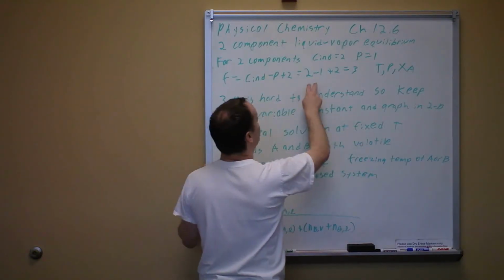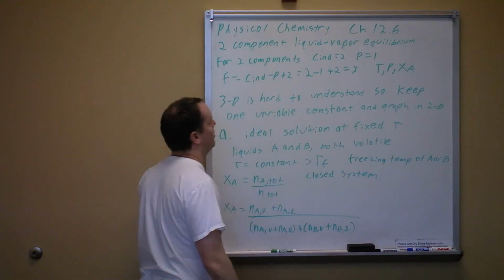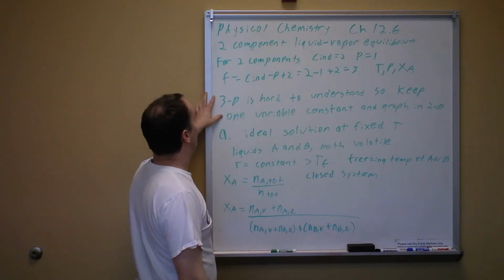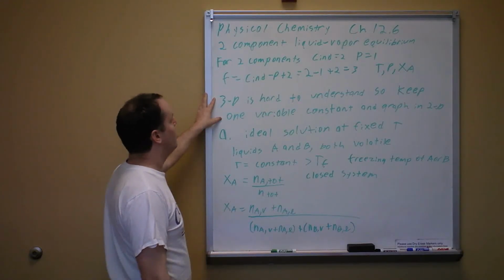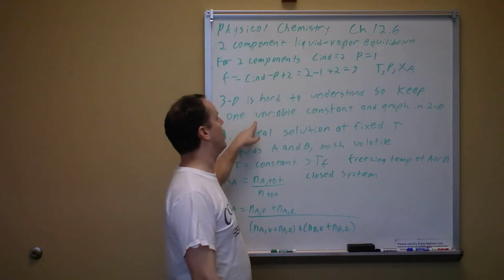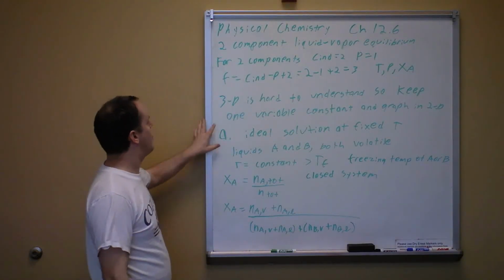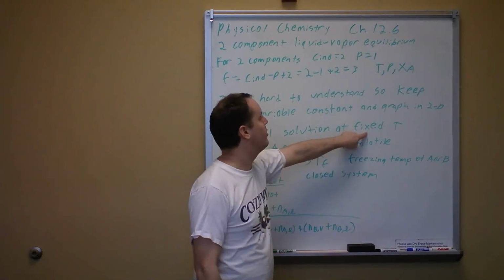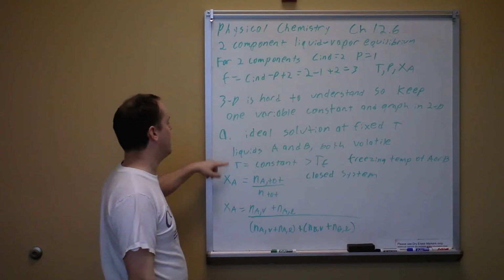So if you wanted to do a phase diagram, you would have to graph temperature and pressure and mole fraction of one of the substances. That would be three-dimensional, and making a 3D diagram and understanding it can be hard to do. So instead what we're going to do is keep one of those three variables constant and just graph in 2 dimensions like we've been doing. So the first thing we'll talk about is an ideal solution, and we'll just keep temperature fixed. So we're going to end up graphing pressure versus mole fraction of A.